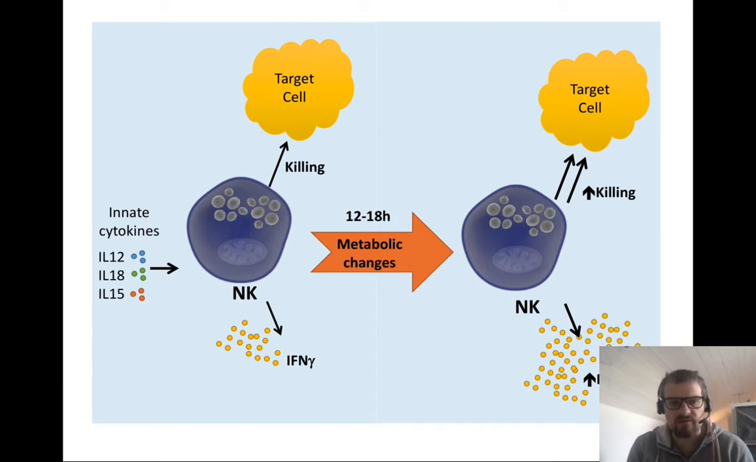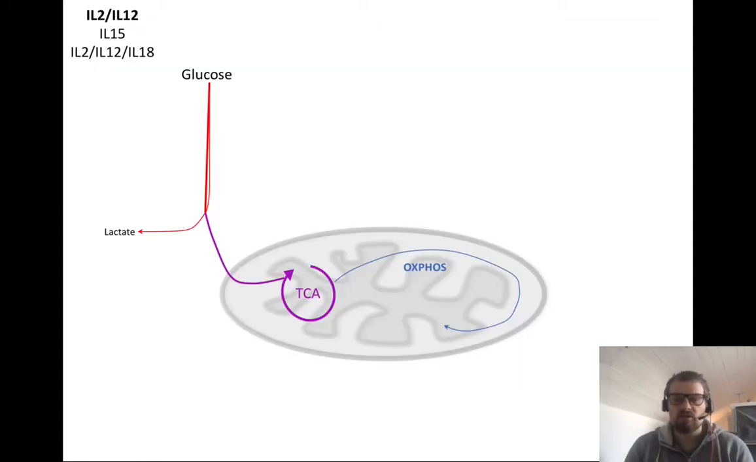So we're going to think about some of these metabolic changes that happen over the time period of 12 to 24 hours. I should say that the really immediate functions, like direct killing and making interferon gamma immediately following stimulus, aren't associated with metabolic changes, so they're ready to go with that. But these enhanced functions over time are linked to clear and robust metabolic rearrangements within the NK cell. So I'm going to tell you a little bit about what we know, all summarized on this slide.